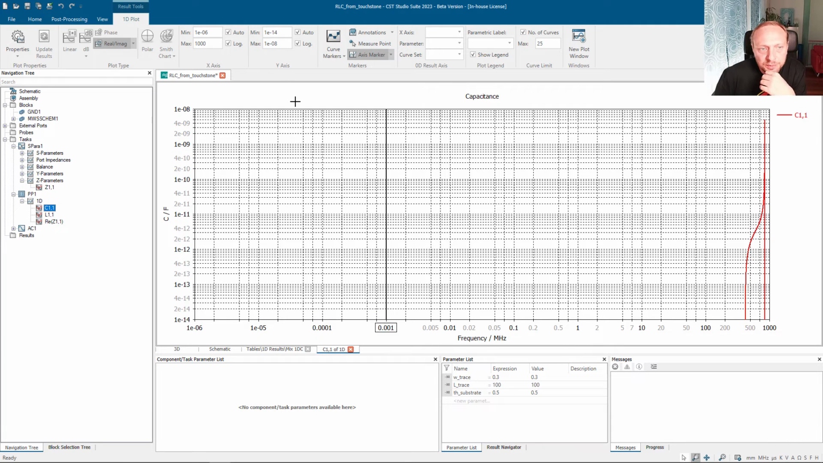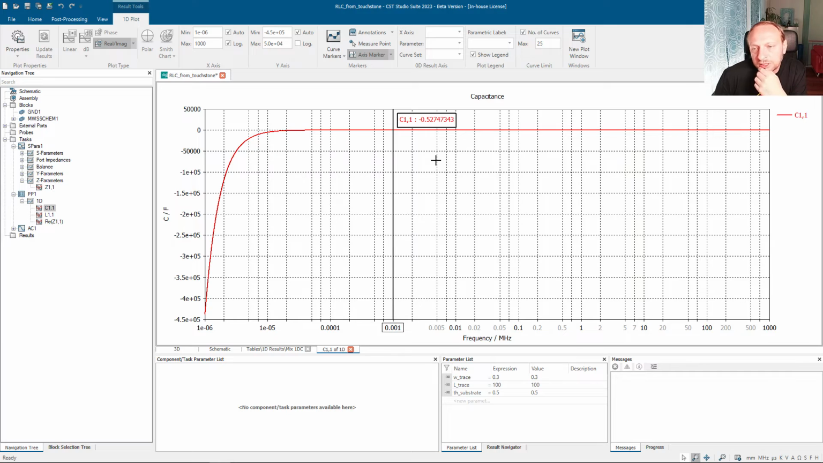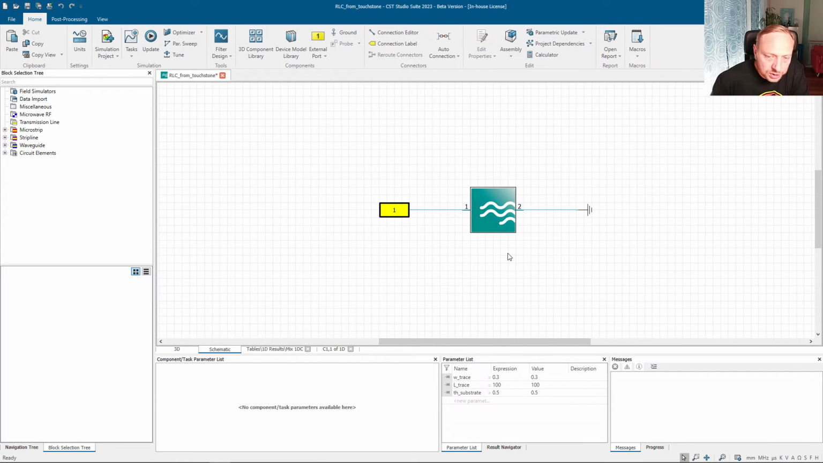But there's a problem with the capacitance. If you look what happens here with the capacitance, it's becoming negative at low frequencies. And the problem is the shorting we did, because for the capacitance, we want to have the capacitance between the trace and between the ground. So if we short the one side, basically we have just one loop, one conductor, and that's not how you obtain capacitance. But there is an easy way to do so. You just need to change the schematic.